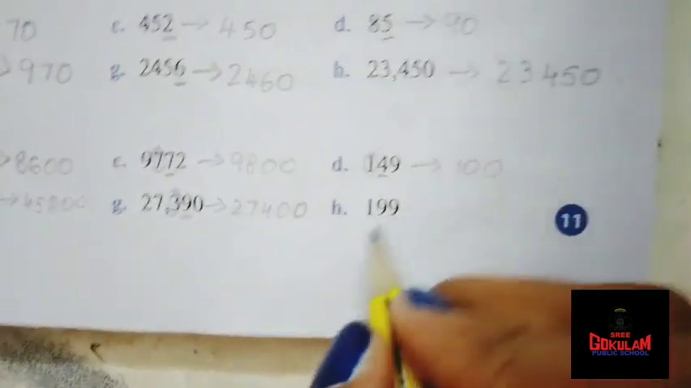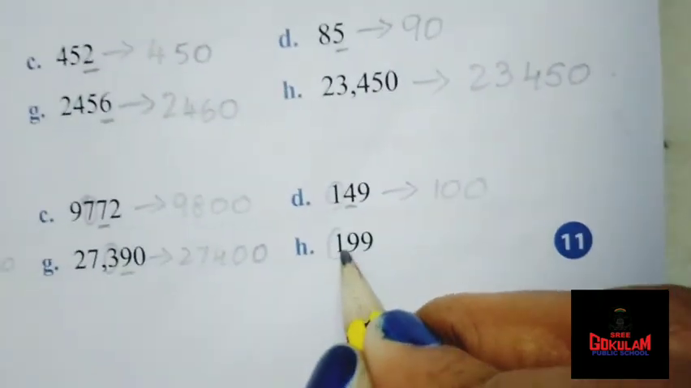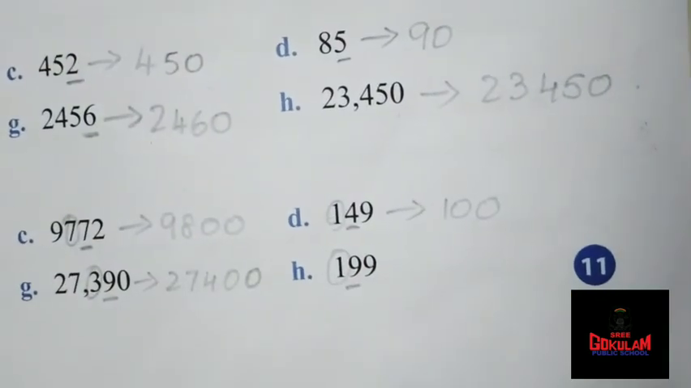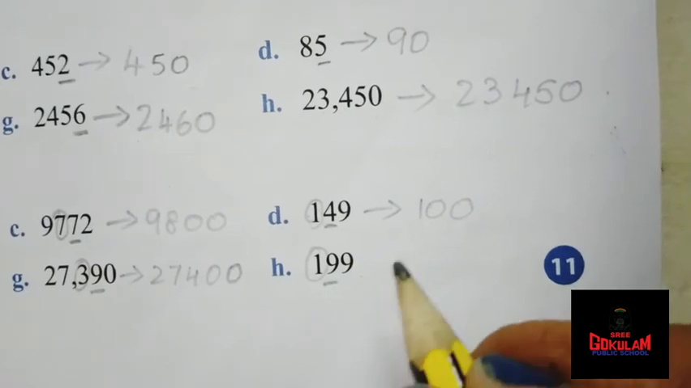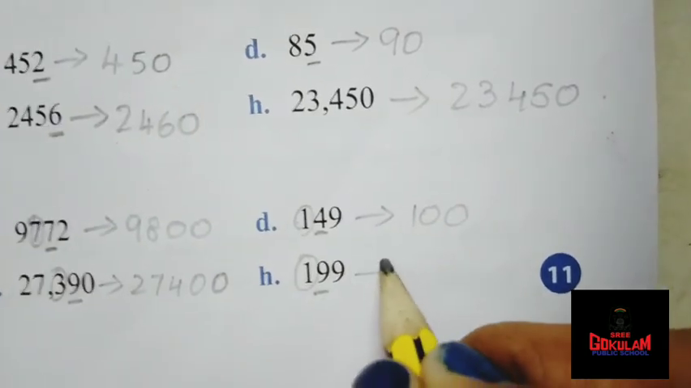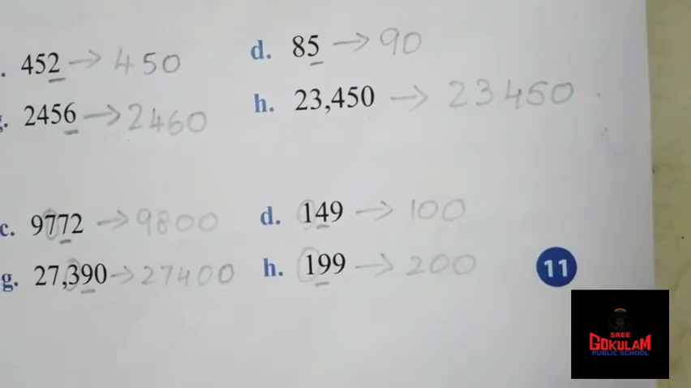And the last question, 199. Circle the 100 place, underline the tens place. The tens place is above 5, so we can round it up. That means 200.